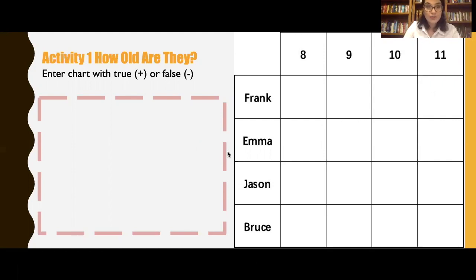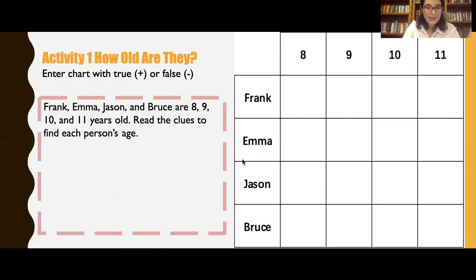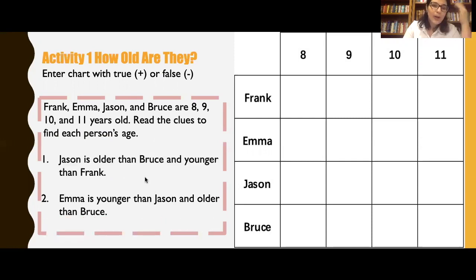So let's start. We can already guess what the problem is going to be based on how this is set up. Frank, Emma, Jason, and Bruce are 8, 9, 10, and 11 years old. So we're going to get 2 clues, and we're going to try and figure out how old everybody is. So our clues, let's start with the first one: Jason is older than Bruce and younger than Frank.